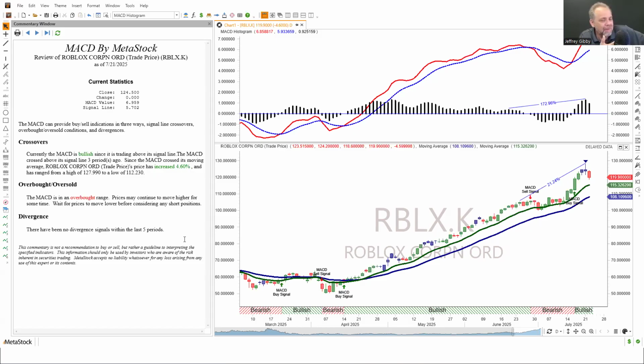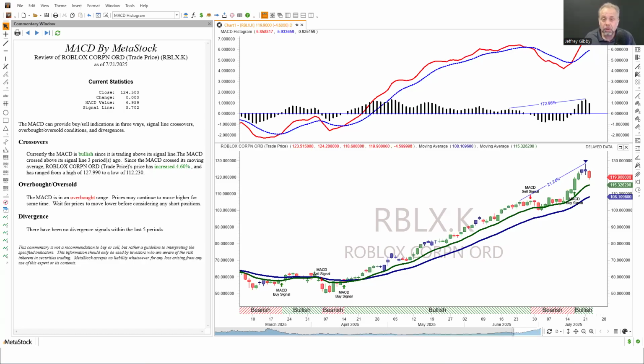Okay, so I love the commentary because it helps you understand the rules, right? Right here it says it's bullish because it's trading above its signal line. It's been trading above its signal line for 3 days. It's in an overbought range because, again, we're looking at yesterday. Wait for prices to move lower before considering any positions. If you get overbought, you might consider a more protective strategy to lock in some of those gains. Usually, if you're in a long position and things are moving pretty fast, you might want to move up a stop or get a little bit more protective at that point.